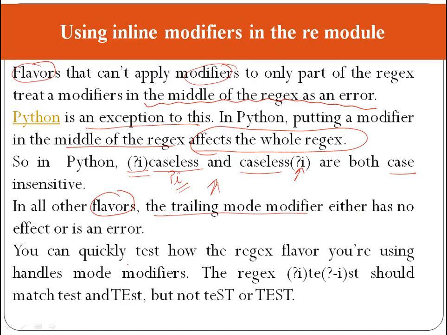You can quickly test how the regular expression flavor you are using handles mode modifiers. So here, if you are using it, this is the negation sign, right? So here, case insensitivity. So te means if you are providing this as the string, it will match. If you are providing this, it will match. But if you are providing this st in capital letters, then it will not match because you have mentioned minus in front of it, right? So it will not be matched because here it has become capital ST.